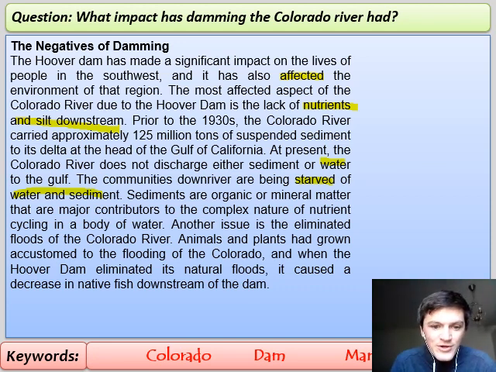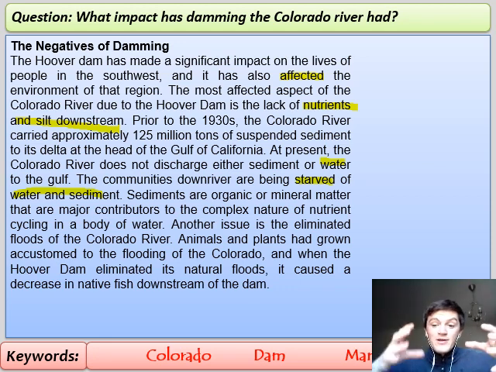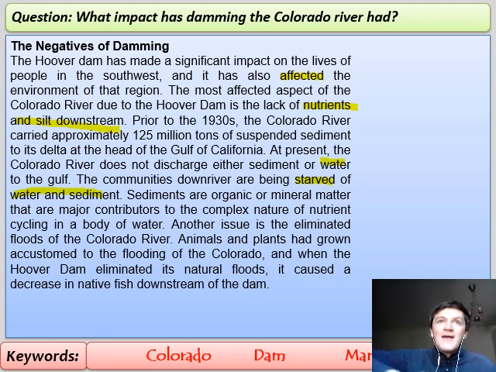Animals and plants have grown accustomed to the flooding of the Colorado, and when the Hoover Dam eliminated natural floods, it caused a decrease in the native fish downstream of the dam. So the animals that used to know this was going to flood there, natural cycles were built from it, okay? They no longer get that flooding, which means that their lives are impacted. Fish can no longer use the river as well, and therefore there's been a decrease in the types of fish that are there. They've combated this by putting in some new species, but they're not the native species.